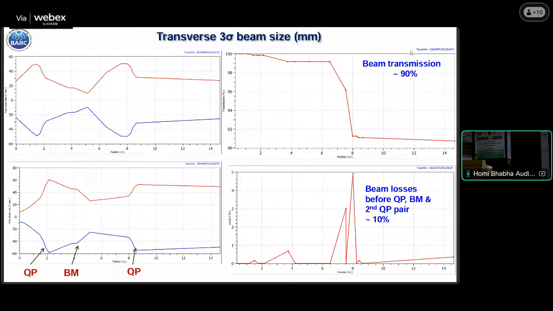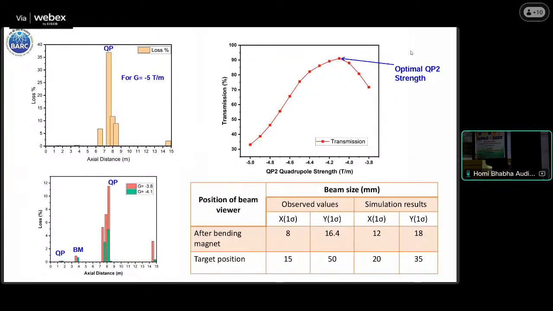So there are significant losses near the first pair of quadrupole, bending magnet, and second quadrupole, because it is hitting our vacuum aperture. But we were able to minimize our losses. So we got 90% transmission, and you can see this is the loss percentage curve. And how did we optimize it? We have just reduced the strength of the first pair of quadrupole. So you can see as we reduce the quadrupole strength, we got the transmission.